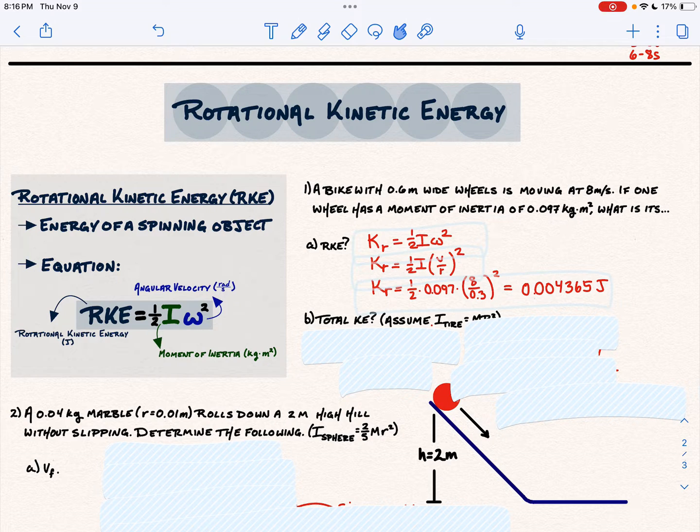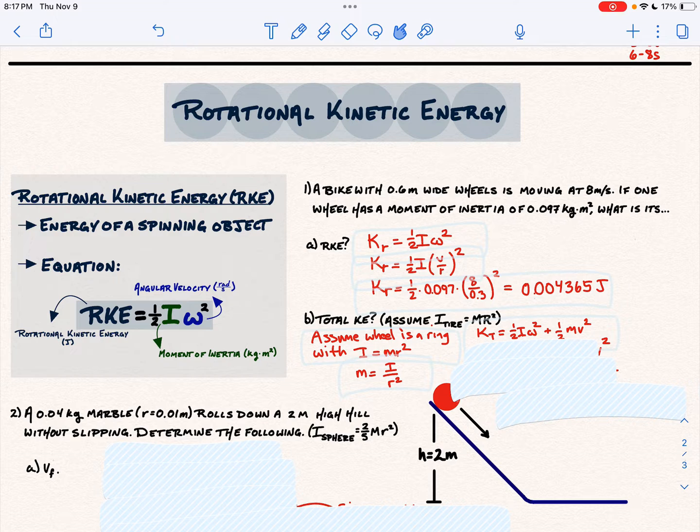Then it says, what is the total kinetic energy? Now, I'm not talking about the bike. I'm just talking about one of the bike wheels. And to do this, we need the rotational and the translational kinetic energy. What we're going to do first, though, is we need the wheel's mass. So we're going to assume that the wheel is a ring where I equals mr squared. So mass equals I over r squared.